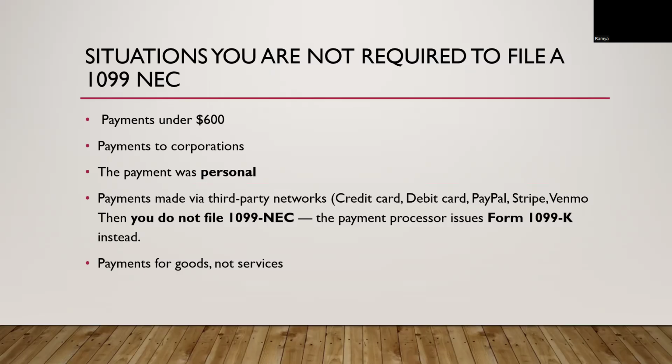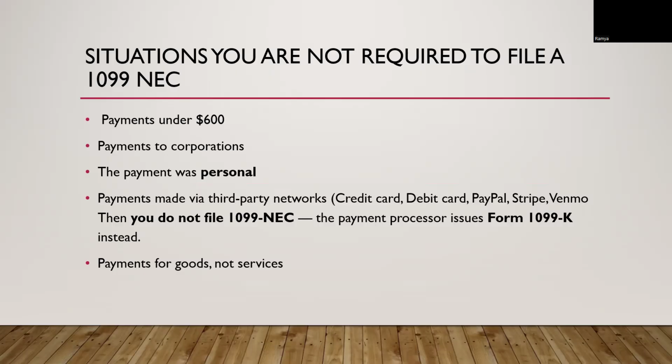If you hired a subcontractor and paid under $600, you're not required to issue them a 1099 NEC form. And if you're making payments to corporations, then you're not required to issue a form. And if the payment is personal, of course, that's not even a business transaction.